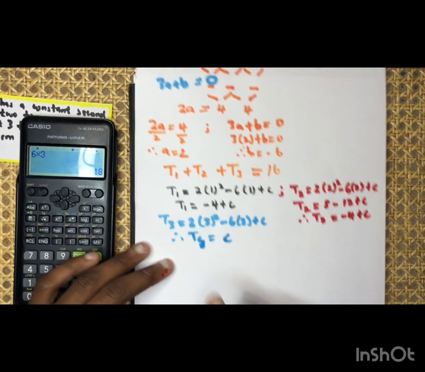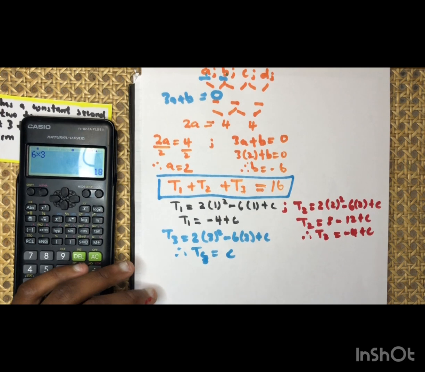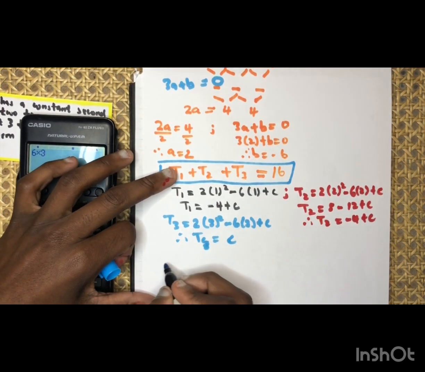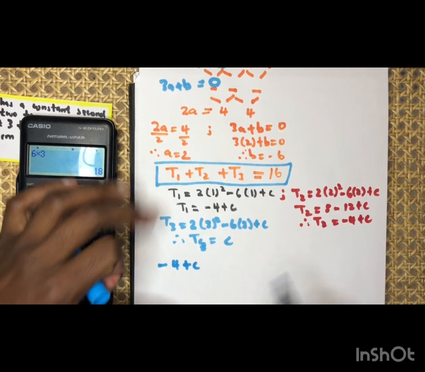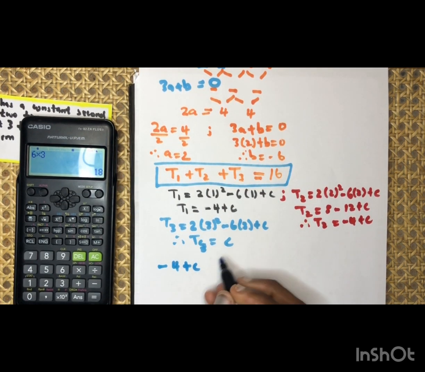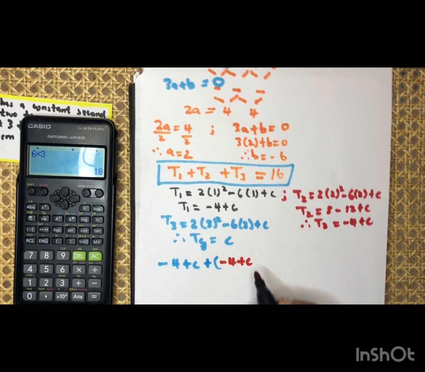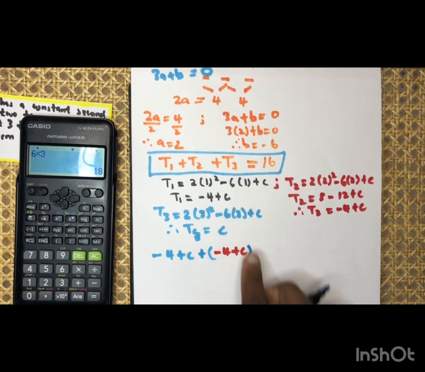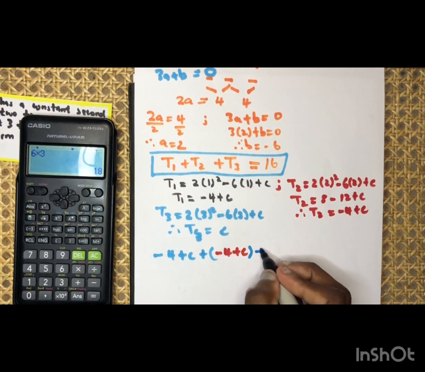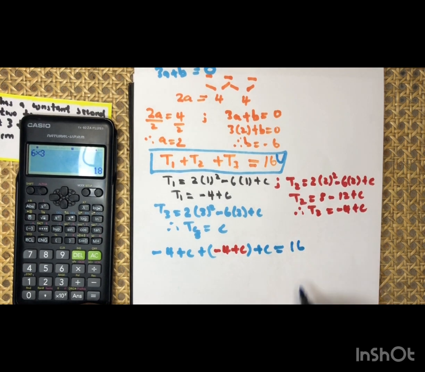Understand? Let's go to this formula that we used here, guys, to find C. So T1, guys, is negative 4 plus C. T2, guys, we have plus, then you open your brackets. Your T2 was negative 4 plus C, and then you can close your brackets. Your T3 is C. They are all equal to what? To 16.